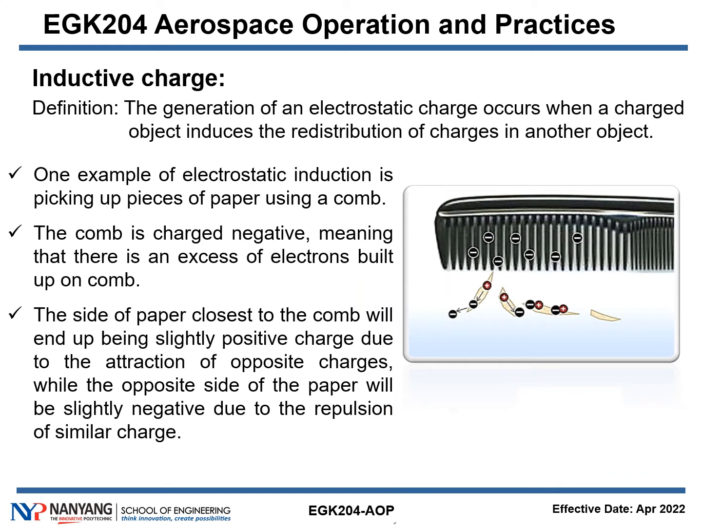The other one is the inductive charge. This is the generation of an electrostatic charge when a charged object induces the redistribution of charges in other objects. Over here we have two objects: the comb, which is negatively charged with electrons, and the paper. When the comb goes nearest to the paper, the side of the paper that's closest to the comb will end up being positively charged due to the attraction of the opposite charges. So it will attract to the comb.